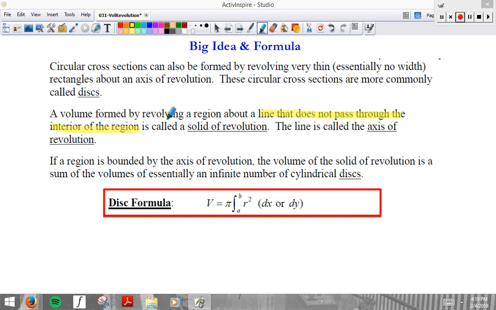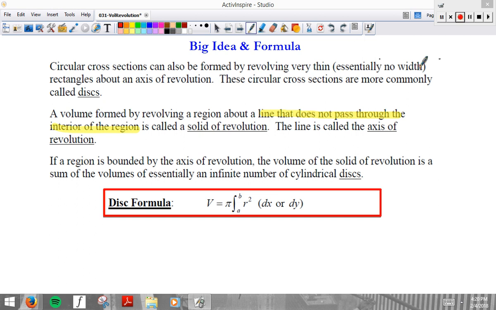If a region is bounded by the axis of revolution, the volume of the solid of revolution is a sum of the volumes of essentially an infinite number of disks. So again, this is treating everything we've done as adding up, and again, that would be basically an area. The pi r squared would be the area times a width. And that's how we're getting disks. Rather than focusing on that so much, again, we're just going to be picturing revolving.